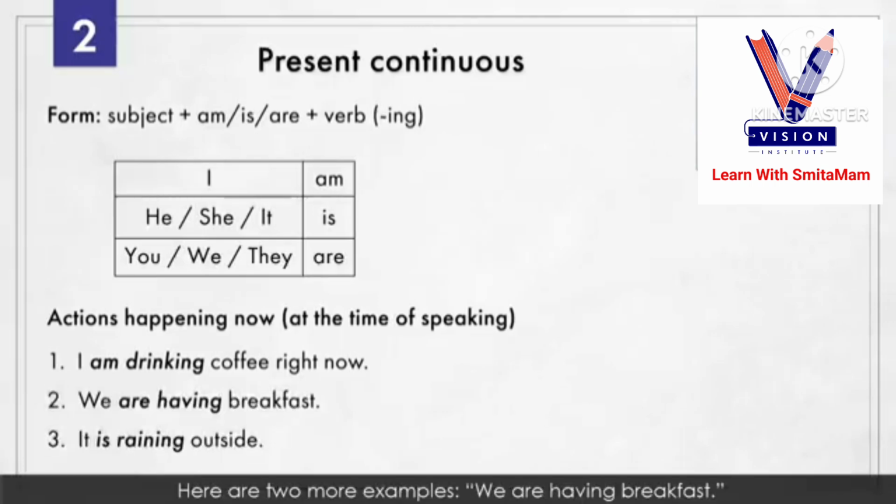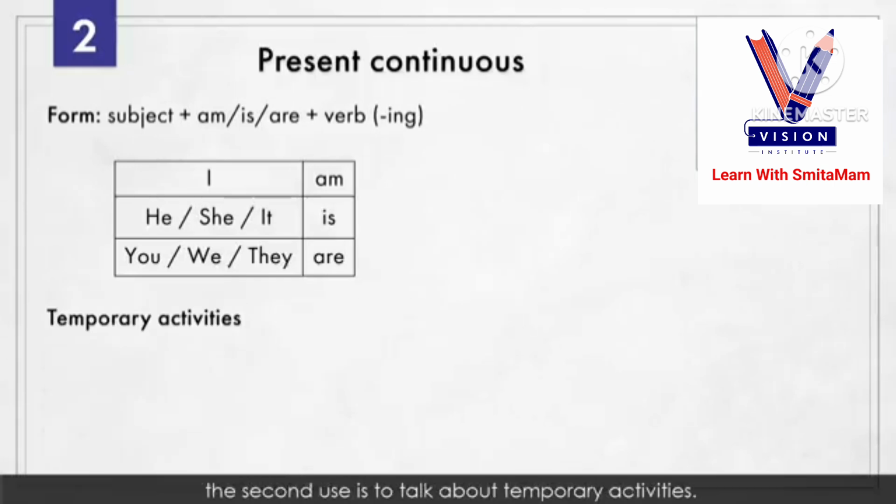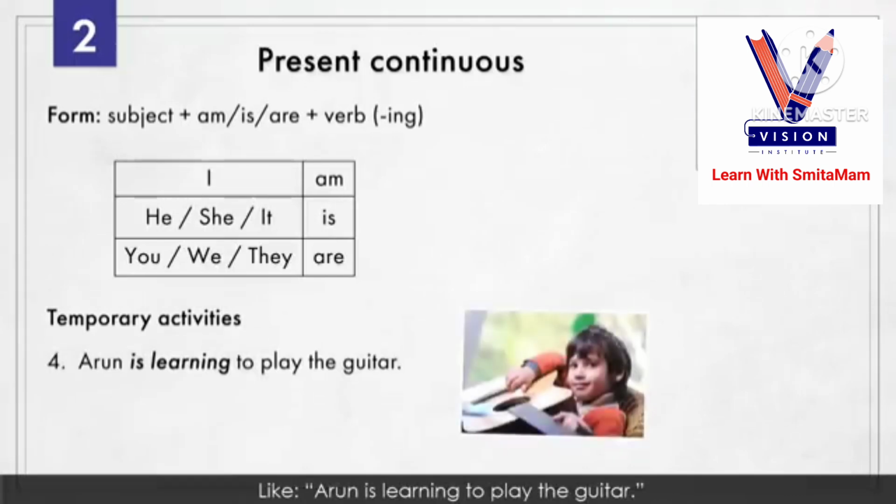Here are two more examples. We are having breakfast. It is raining outside. These sentences also express what is happening now. This is the first use of the present continuous. The second use is to talk about temporary activities, like Arjun is learning to play the guitar. It means Arjun is taking guitar lessons, maybe twice a week. So he is in the process of learning to play the instrument.